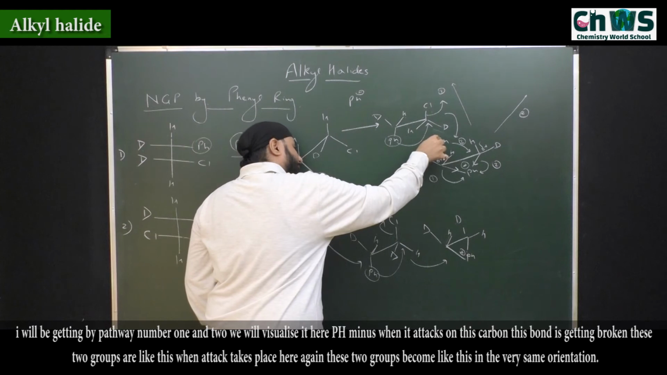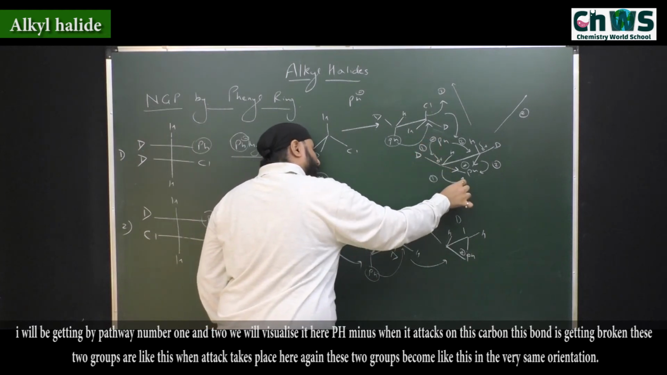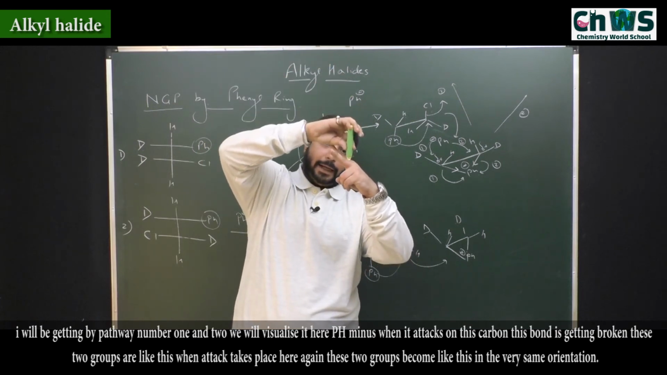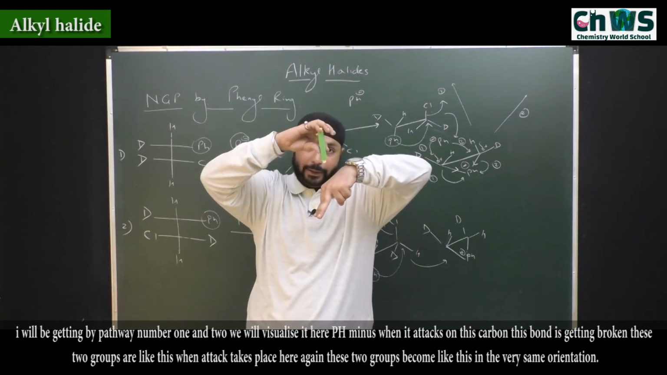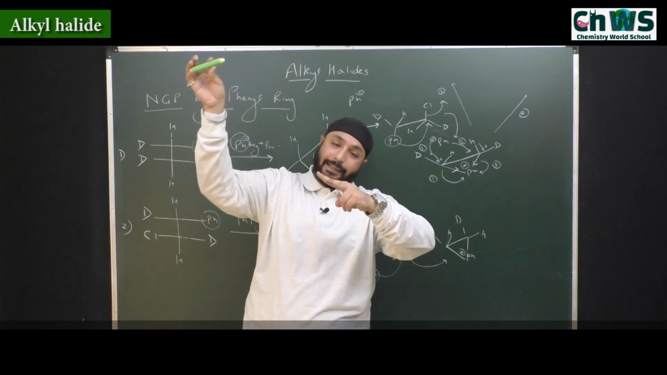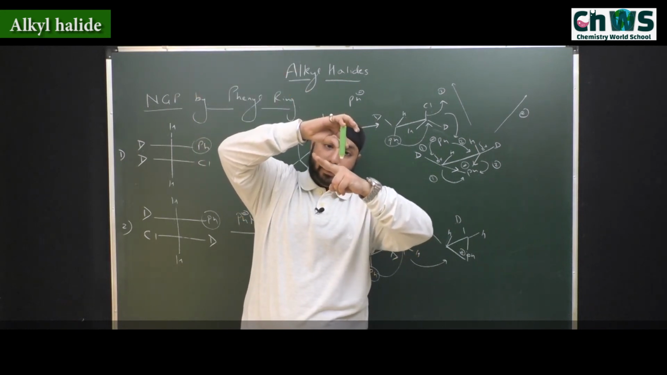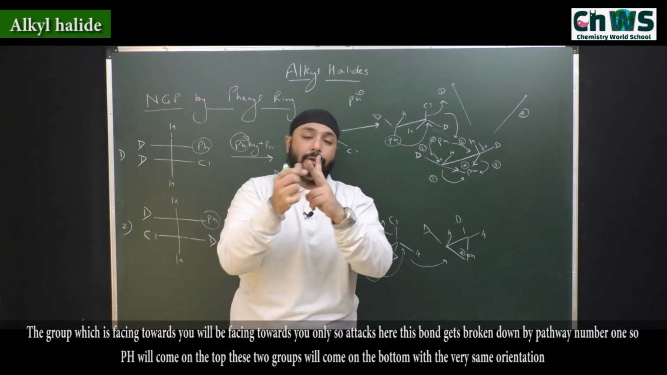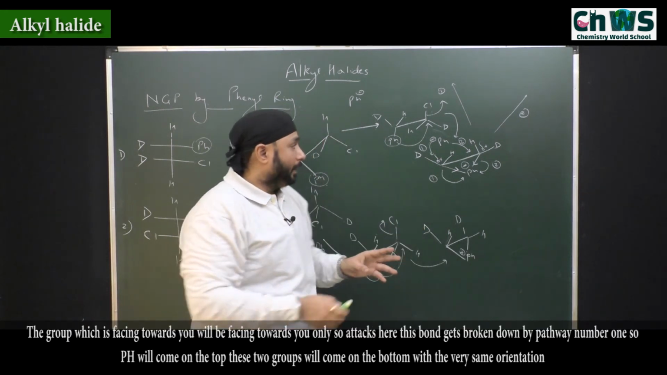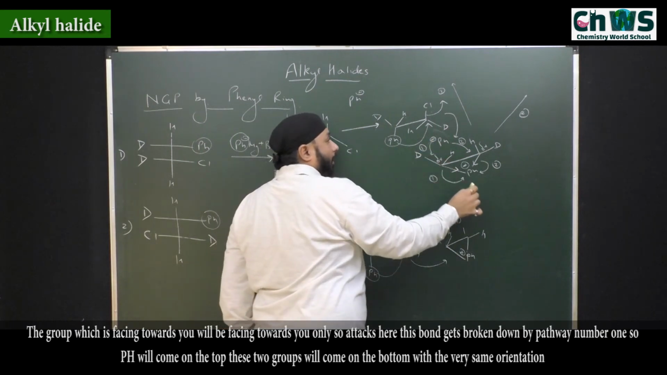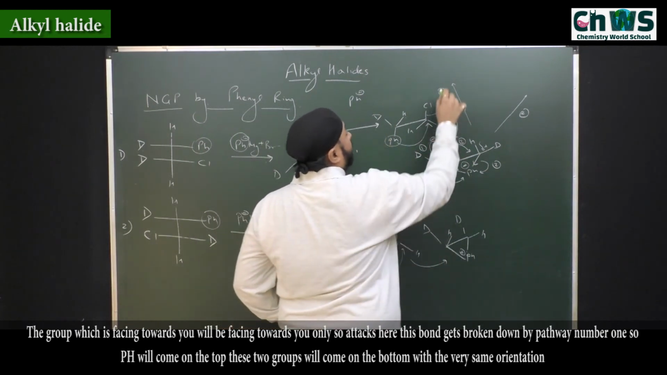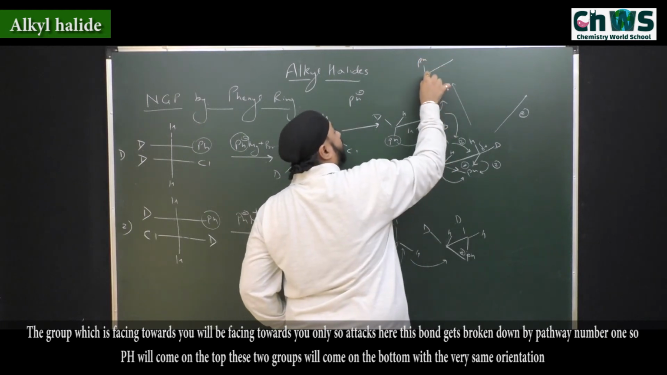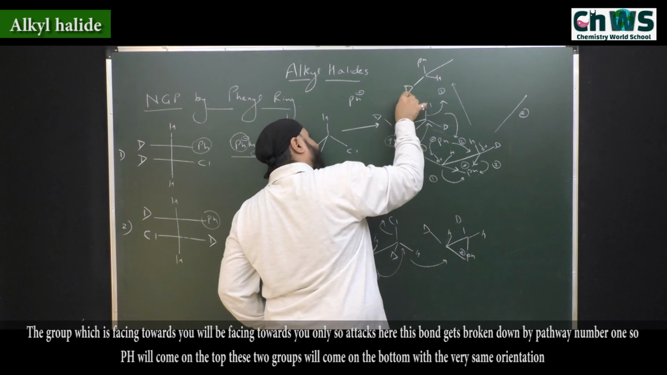Ph minus, when it acts on this carbon, this bond is getting broken down. These two groups are like this. When attack takes place here, again these two groups become like this in the very same orientation. Attack takes place from the top. These two groups become bottom in the very same orientation. The thing is, the group which is facing towards you will still face towards you only. So attacks here, this bond gets broken down by pathway number 1. So Ph will come on the top.